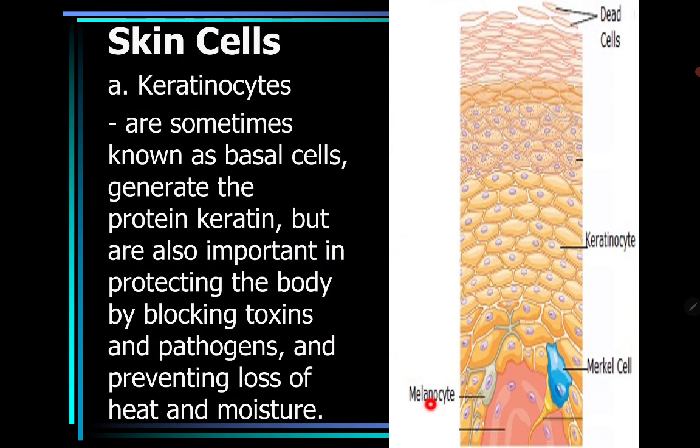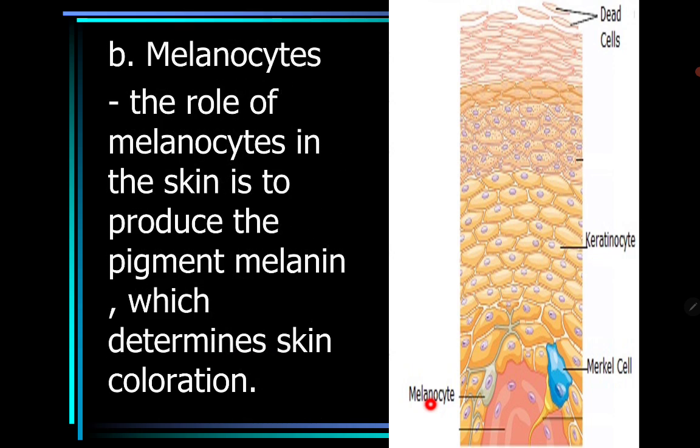So we have now the types of skin cells. We have the keratinocytes here, sometimes known as the basal cells, which generate the protein keratin but are also important in protecting the body by blocking toxins and pathogens and preventing loss of heat and moisture. So that's the function of the keratinocytes. Next, we have the melanocytes. Their role is to produce the pigment melanin that gives color to our skin.